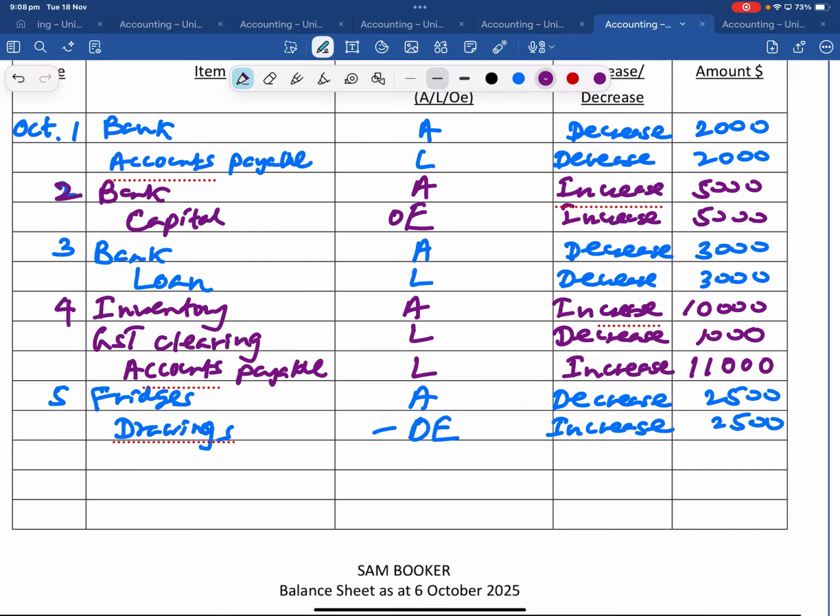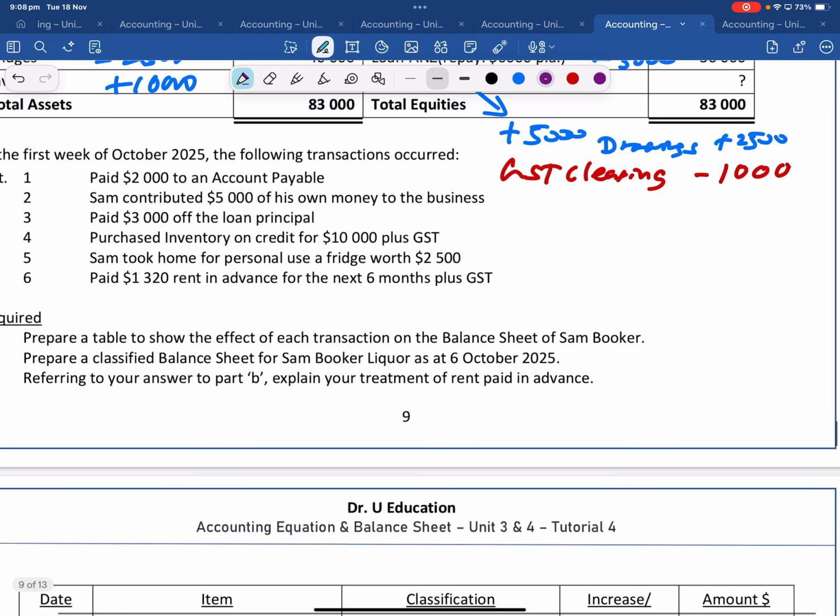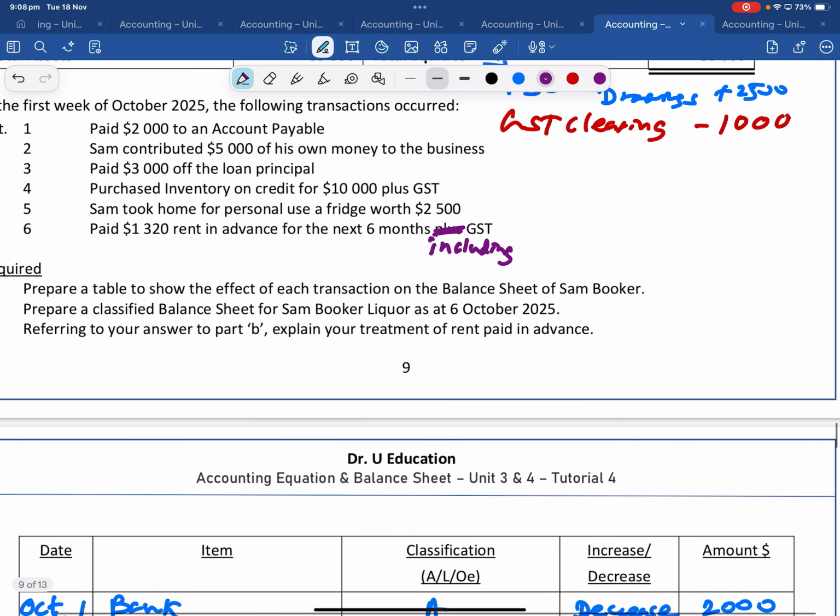Right. Last one is paid 1320 in rent in advance for the next 6 months plus GST. Actually, this should not be plus GST, guys. This should be including GST. Yep, including. Including GST, not plus GST. That's a typo.